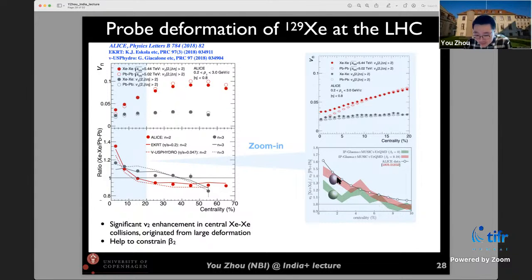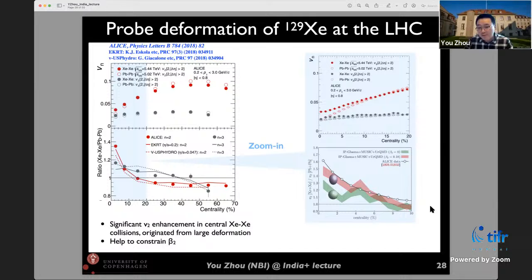And then you can find the red or pinkish shadow, an IP-Glasma calculation with beta 2 equal 0.18, can describe the data and the ALICE measurements so much better. And this gives you a very strong indication that, in fact, the xenon traveling at the speed of light also shows a deformed nuclear structure, and the beta 2 parameter is very similar to the lower energy, which is at the level of MeV. Now we are talking about 10 to the power 6 difference in the energy scale, while they share the similar nuclear structure.